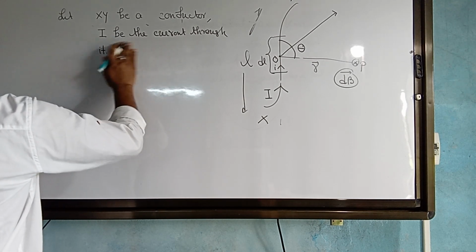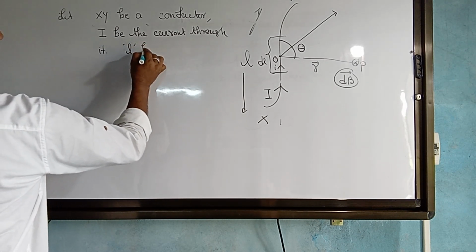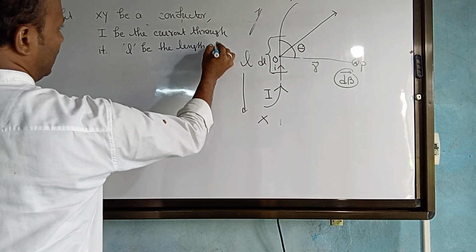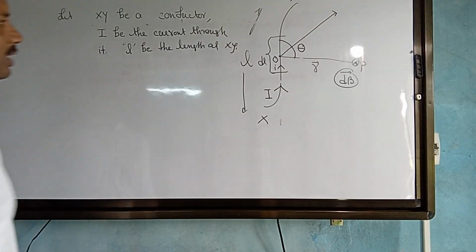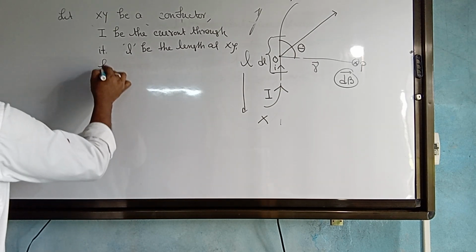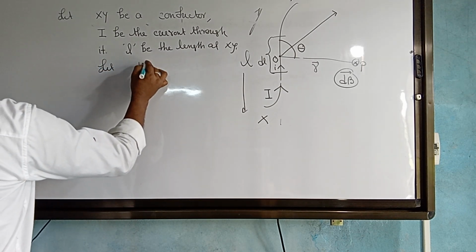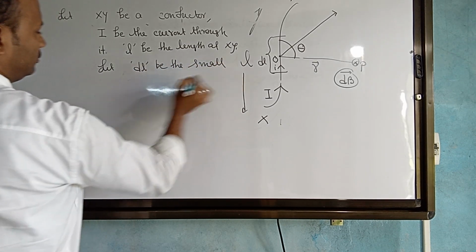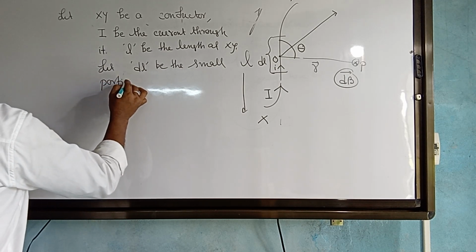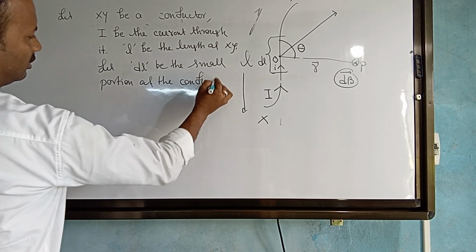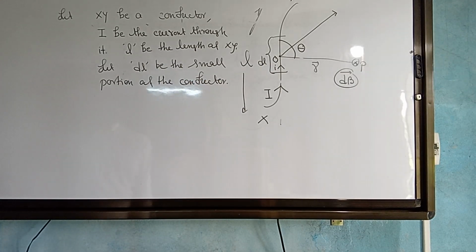Let L be the length of XY. XY means the conductor. Let dl be the small portion of the conductor.